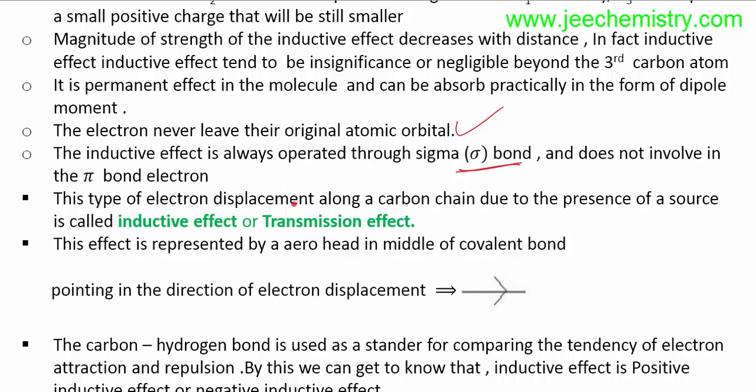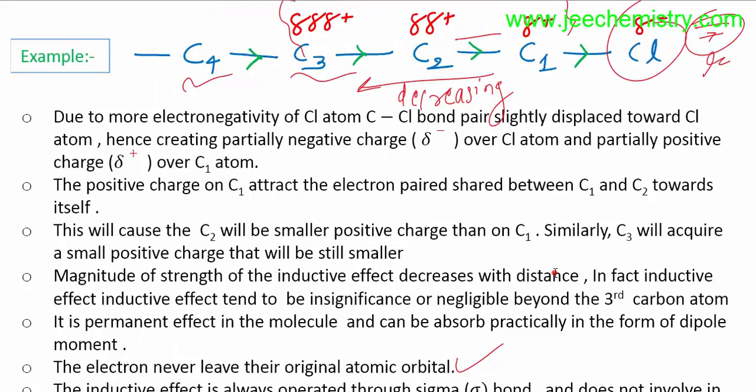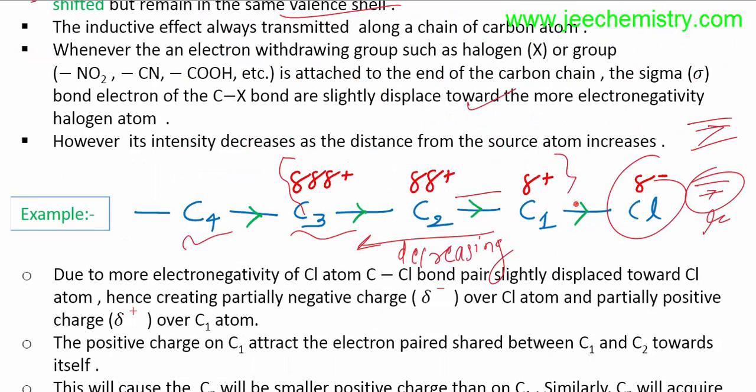This type of electron displacement along a chain due to the presence of a source is called the inductive effect or transmission effect. So the inductive effect can also be called a transmission effect. The inductive effect is denoted by an arrowhead in the middle of the covalent bond pointing in the direction of electron displacement. The arrow points towards the more electronegative atom. Here chlorine is the more electronegative atom, so the arrow points towards it, in the middle of the covalent bond.